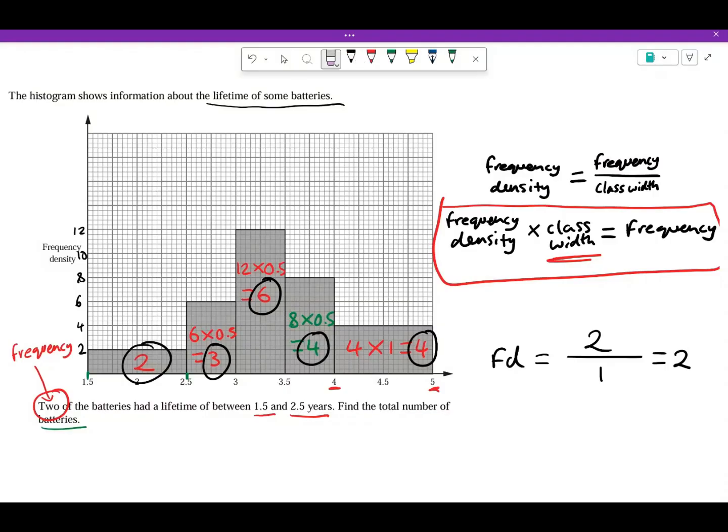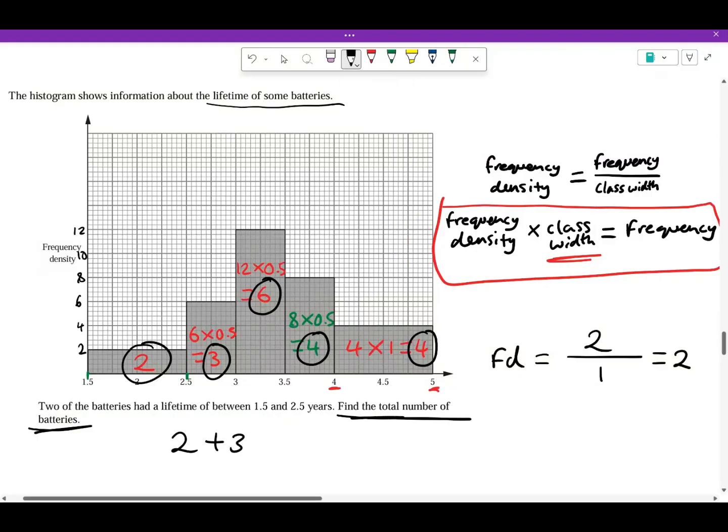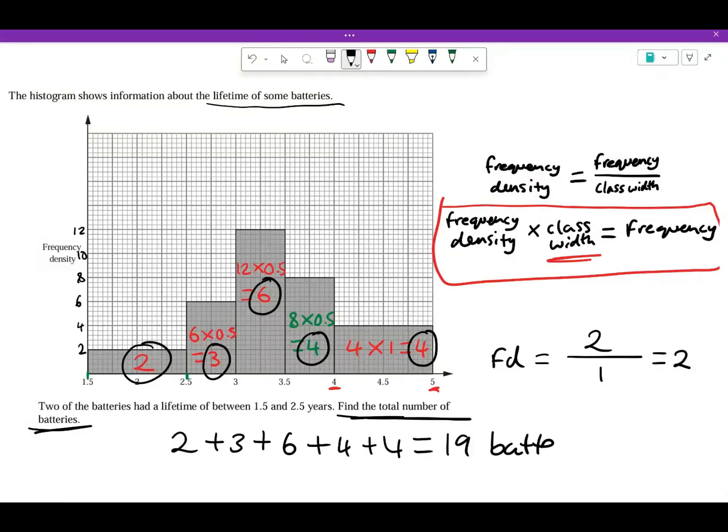To find the total number of batteries, which is what the question is asking for, I just have to add up all those black circled numbers. So I need to do 2 plus 3 plus 6 plus 4 plus 4. And that is going to give me a final answer of 19 batteries.